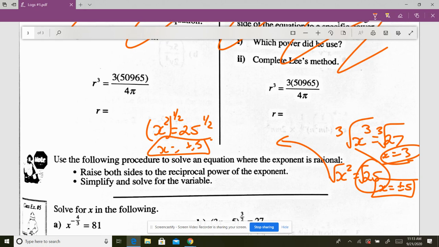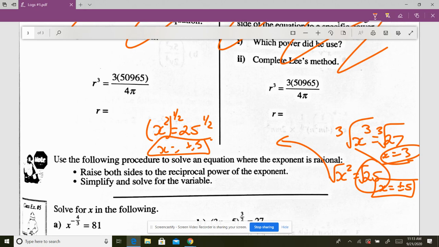So what you're actually doing is raising each side to the reciprocal of the exponent. What is reciprocal? Yeah, it's basically the flip fraction. That's 2. I could write it like that. Nobody would ever do that, but you could write it like that.